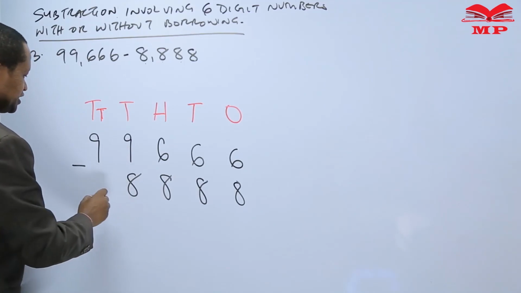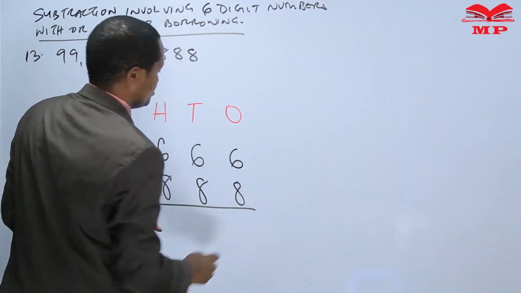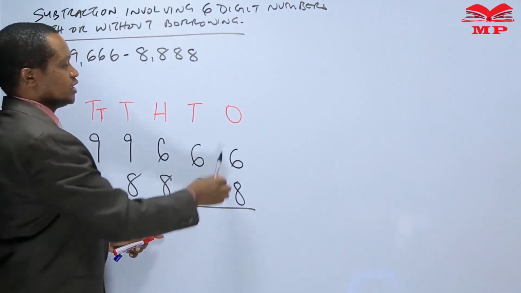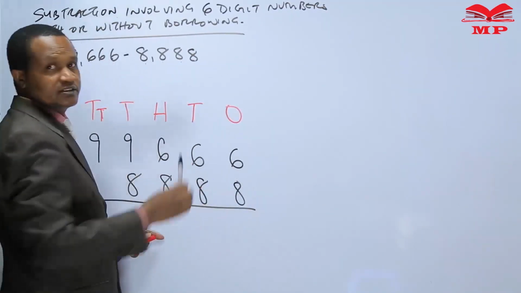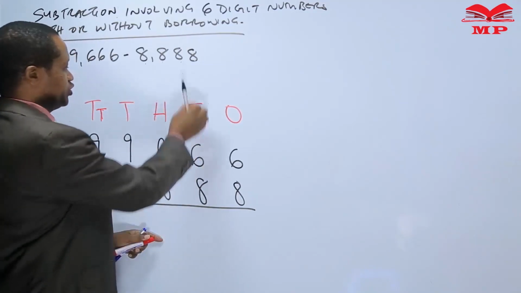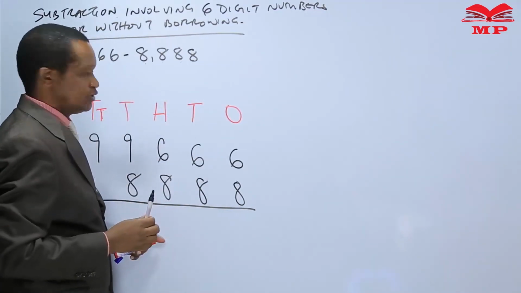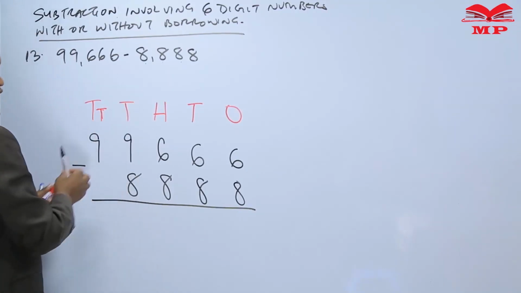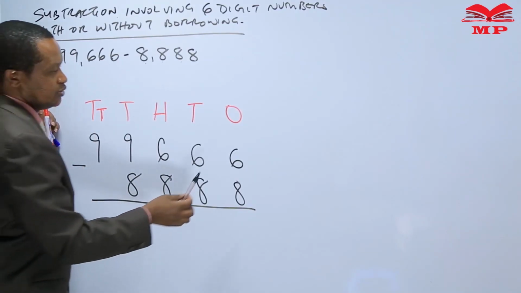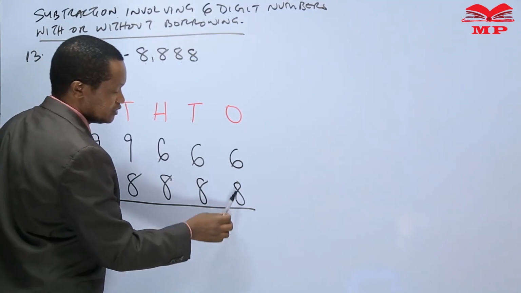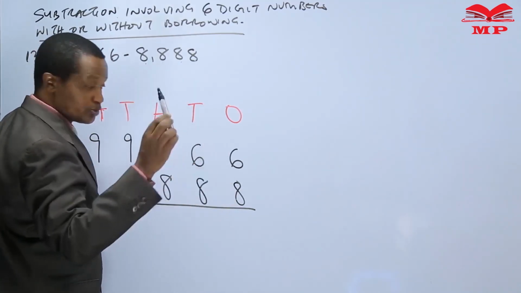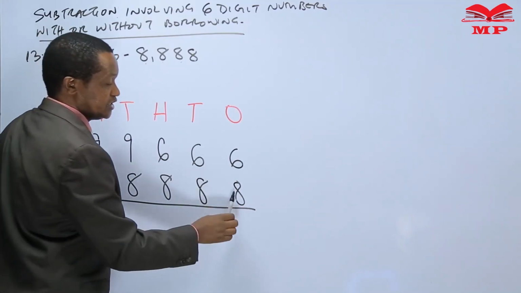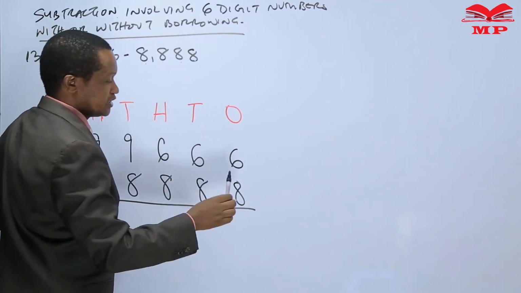Align the numbers vertically according to their place values, because when subtracting, we subtract the ones first. Then we move on to tens. Then we subtract hundreds, thousands, and so on. So here you see we need to subtract 8 from 6, and it's not possible. You cannot subtract 8 from 6 because this 8 is greater than 6.